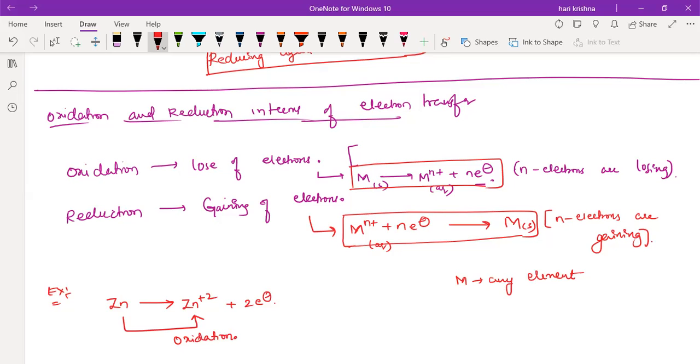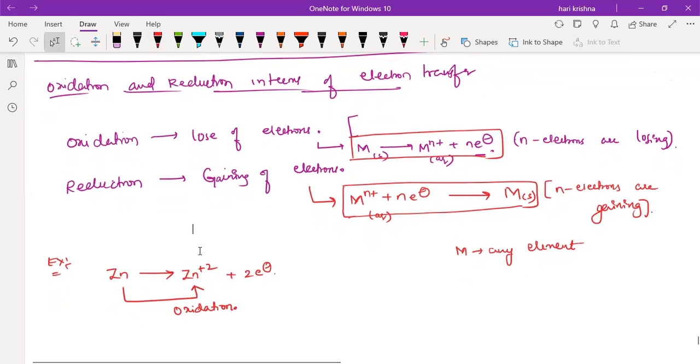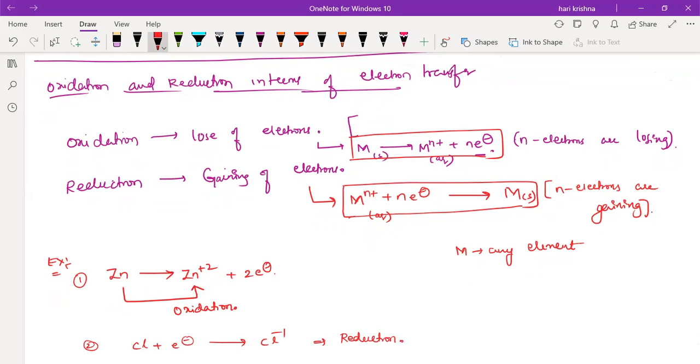Is it clear for everyone? Next, chlorine. If it gains 1 electron, it will form Cl−. Chlorine plus electron gaining, it is forming Cl−, so it is a reduction. Understanding the difference?